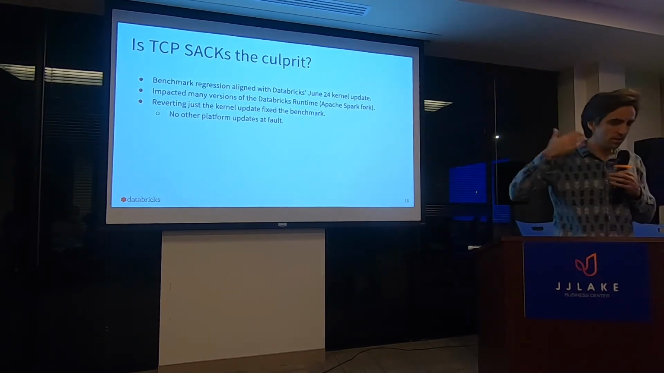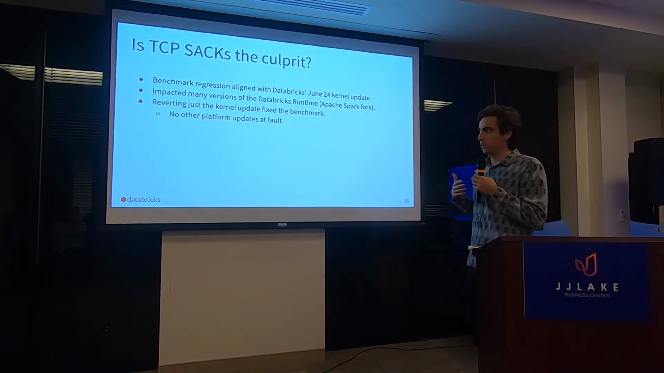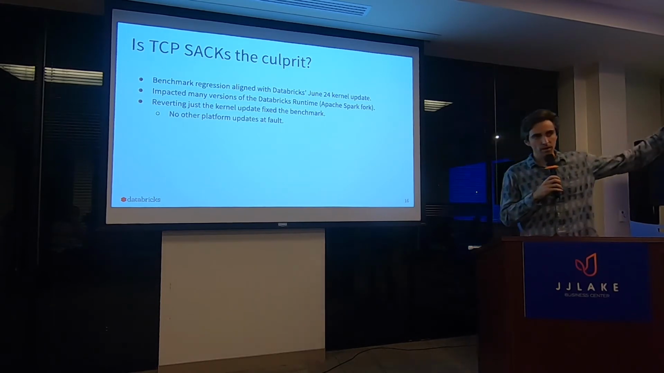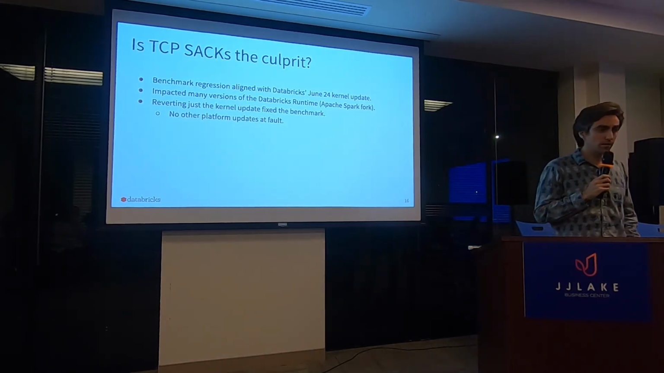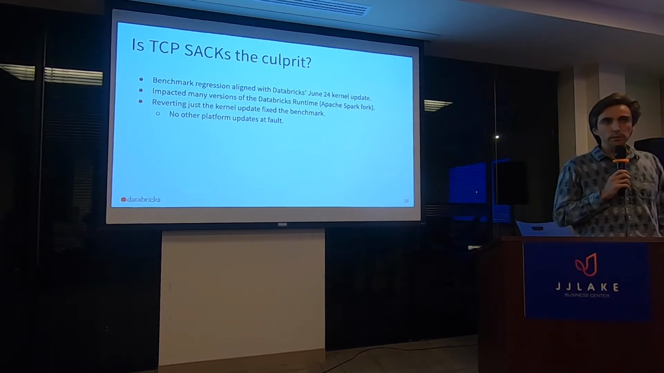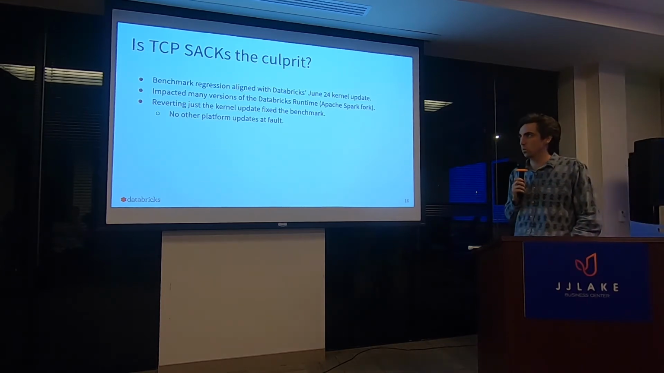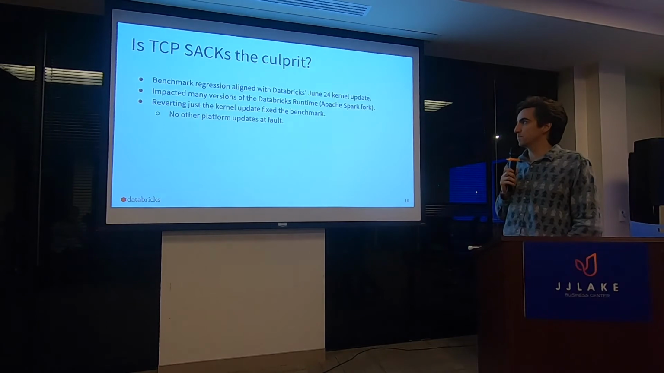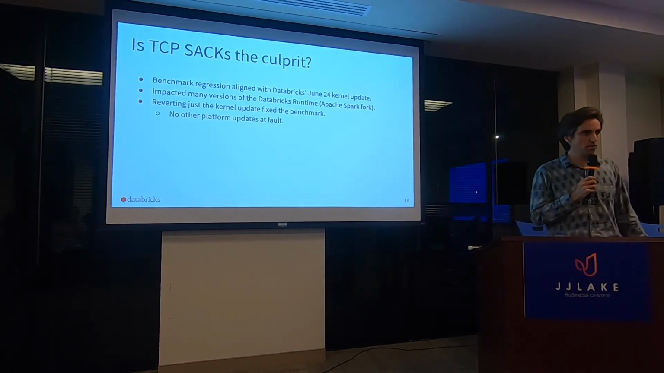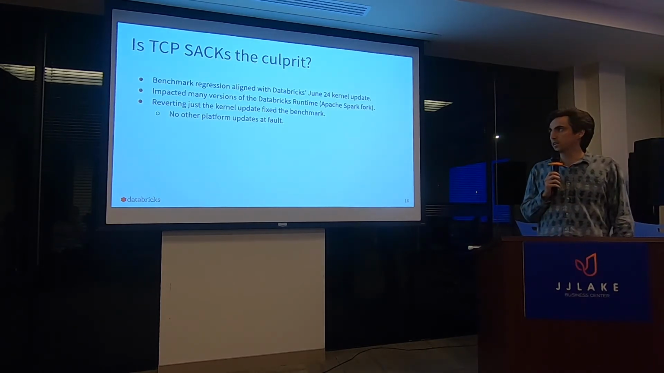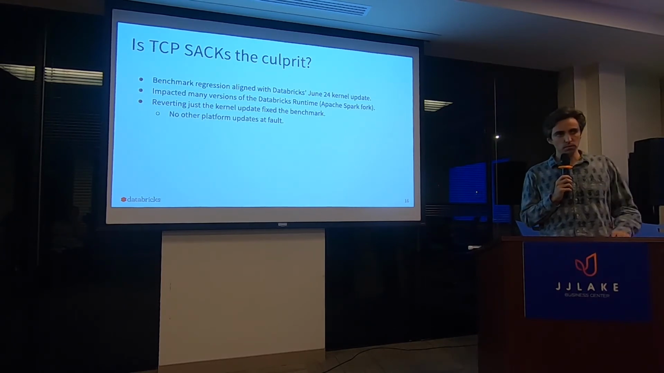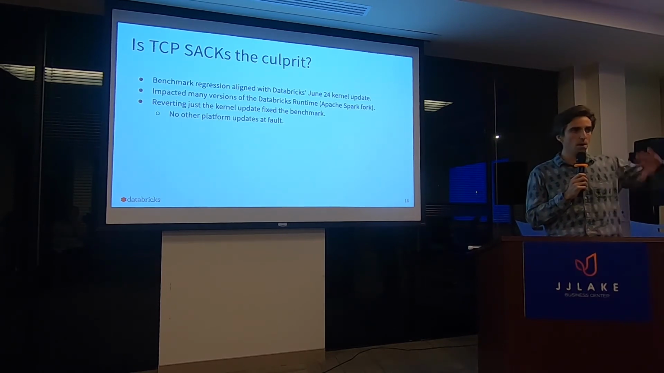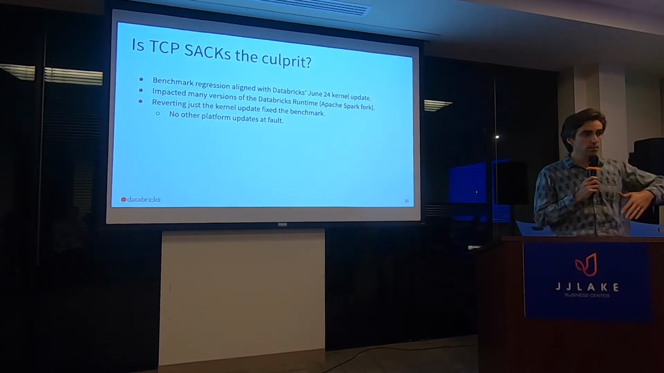So given this information about TCP, and if you remember back to the skewed task information, the timing seems right, but can we actually blame TCP SACKs for what we are seeing? As I said, it didn't matter which version of Spark, and reverting just the kernel seemed to fix the problem. So all the layers of code on top of it in the Databricks stack seemingly were not to blame.